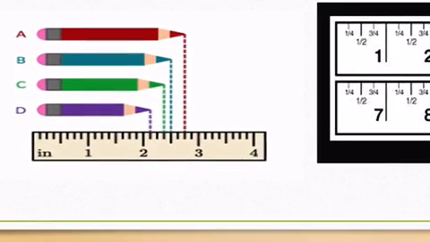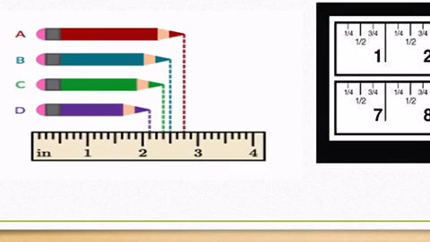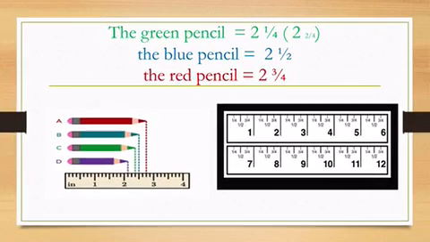Here, if we look at the ruler and the pencils, we can see that the red crayon is 2 and 3/4. It's less than 3, but more than 2. And it's near to the 3, so it's 2 3/4. 2 is the whole and 3/4 is the fraction. B is 2.5 and D is 2 1/4.